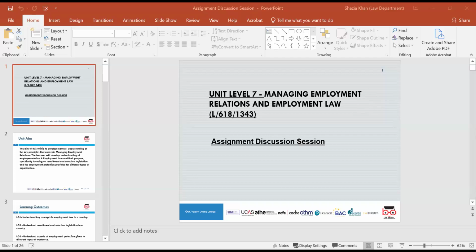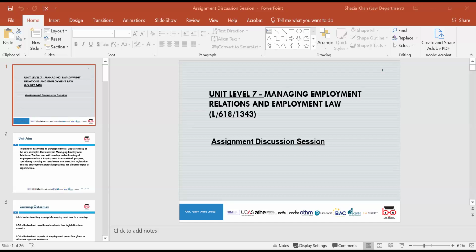So before I go into the assignment discussion session, I'm going to give you an overview of what we did in the last learning outcomes, which was 4 learning outcomes. Before we could go on with the assignment discussion, the first learning outcome we looked at was learning outcome 1, which was to look at the key concepts in employment law in a country. And we looked at what is employment law? Why does it exist? And looked at the element of why do we need employment legislation? What is the main reason for the fact that we need it within organizations or within a business.